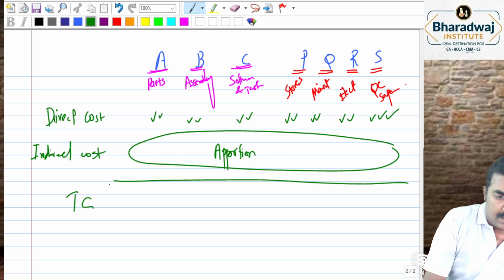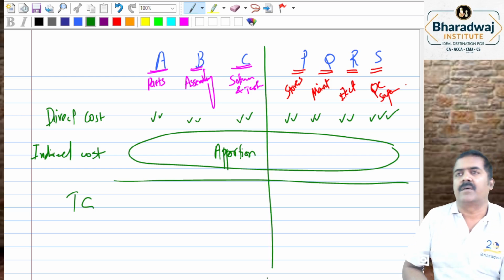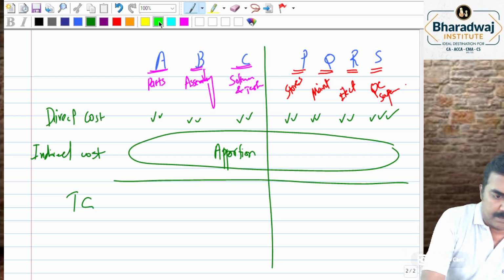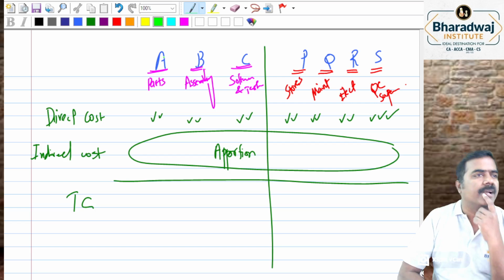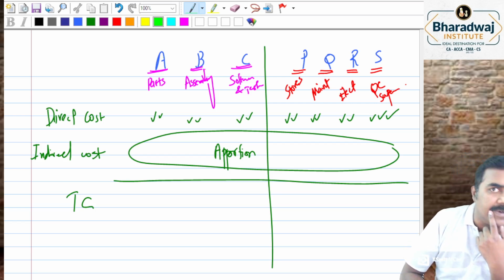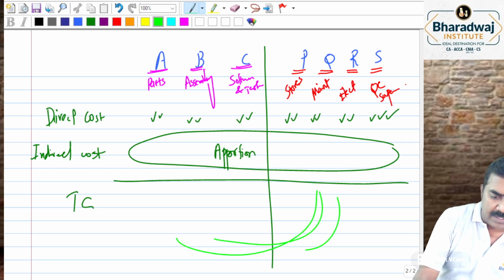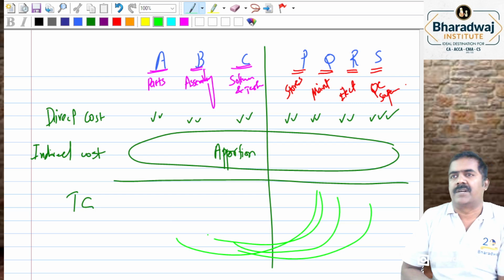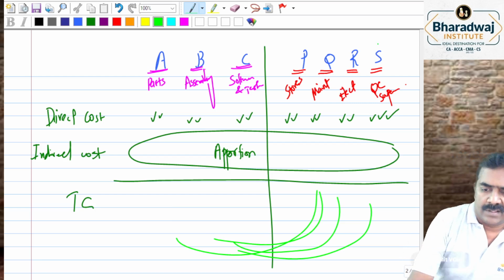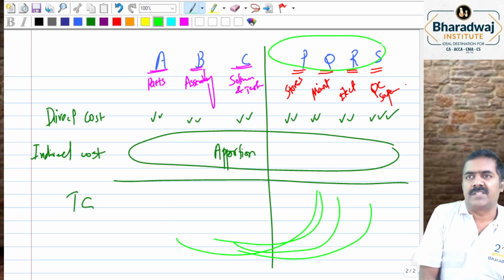You will get which cost? The total cost of both the production departments as well as the service departments. Then the production department does work on the product, but the service department does work for the production department. We'll reallocate the service department cost to the production department. Why? These service departments do not have a product.